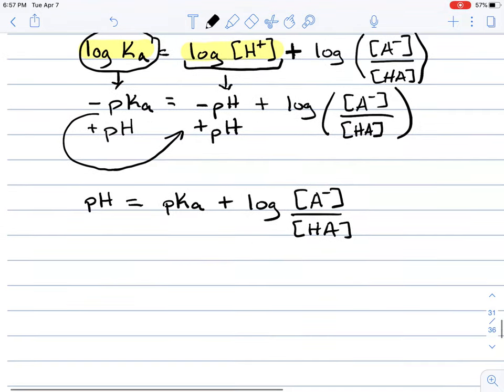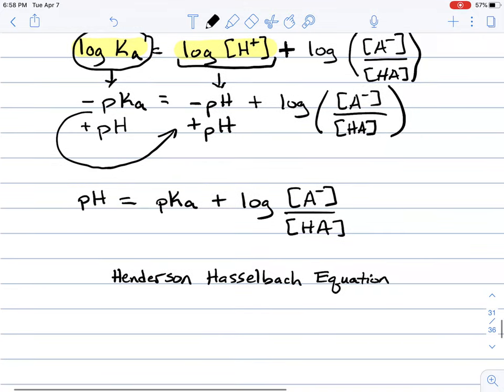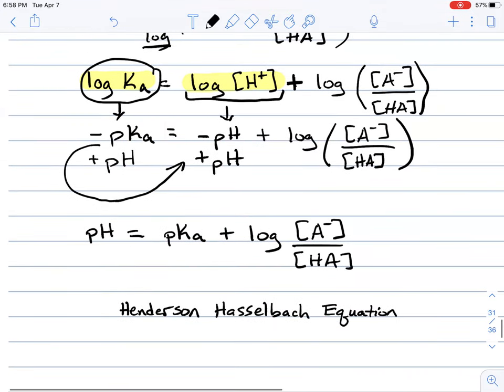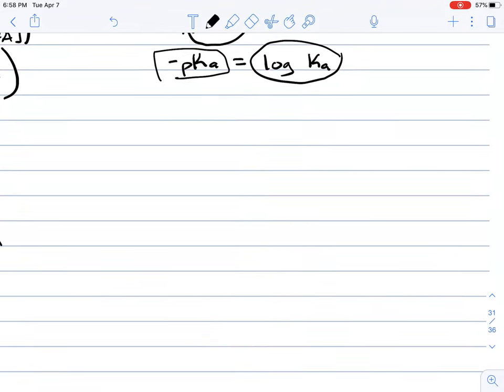And so this is known as the Henderson-Hasselbalch equation. Okay. Now, notice that this is just specifically for pH. You guys can also perform the same type of derivation for pOH. However, for pOH, you guys are starting from the ionization of a base.